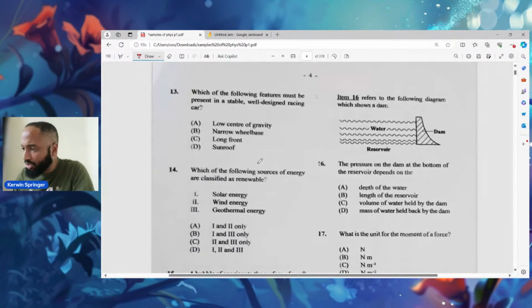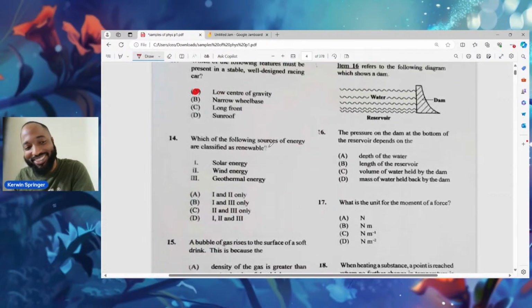Which of the following features must be present in a stable, well-designed racing car? You want a low center of gravity. That's correct. Narrow wheelbase? No, you don't want it. Those cars have the wheels quite far apart. You want the wheels spread out. Long front, that doesn't need to be there. The long front is as a result of a powerful engine. Sunroof, well, you definitely don't need a sunroof.